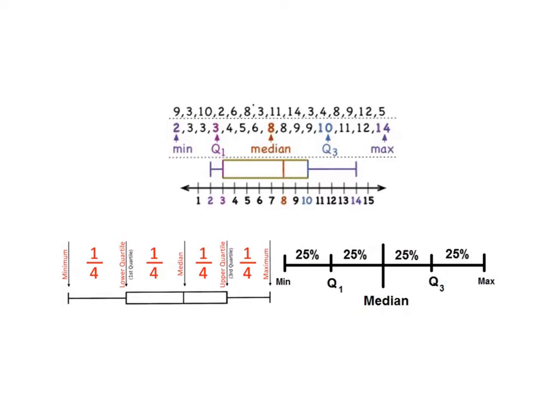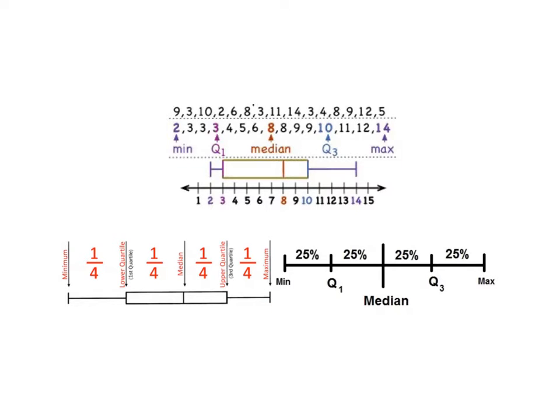When we're looking at a box plot, you can see that it is split up into 4 equal sections. The first section is between the minimum and the lower quartile. The second section is between the lower quartile and the median. The third section is between the median and the upper quartile. And then the fourth and last section is between the upper quartile and the maximum.